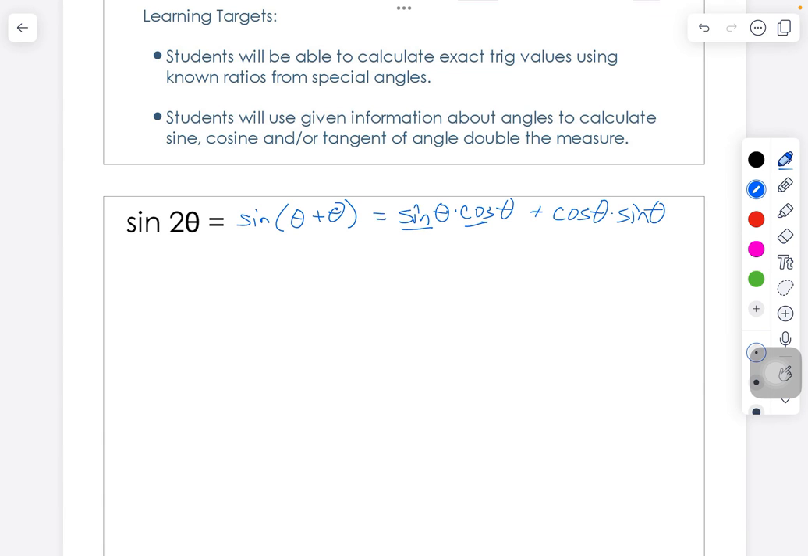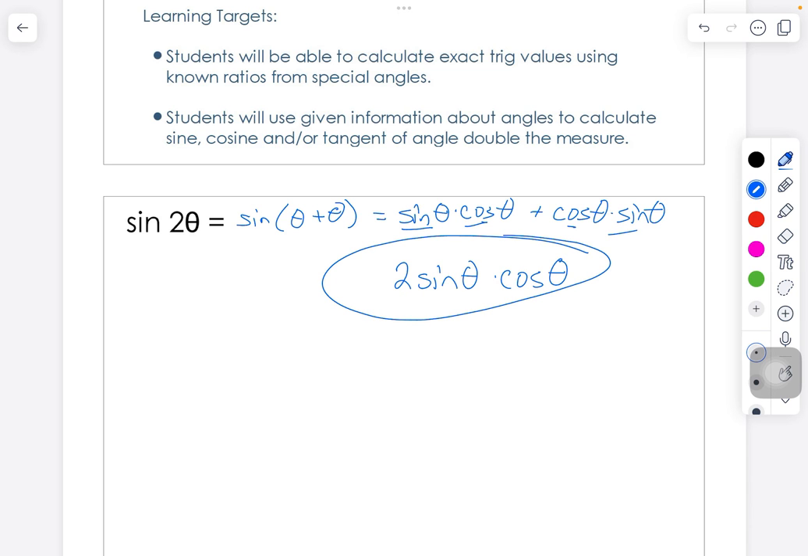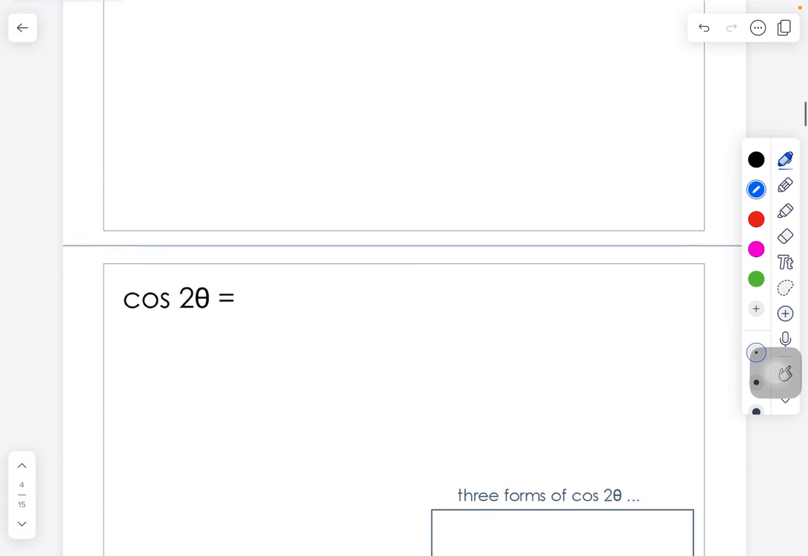Now, just because the sine and cosine are flipped around, they're still comprised of the factors of those two. So it really becomes 2 sine of theta cosine of theta, and there's a double angle formula for sine. Going to do the same thing for cosine.